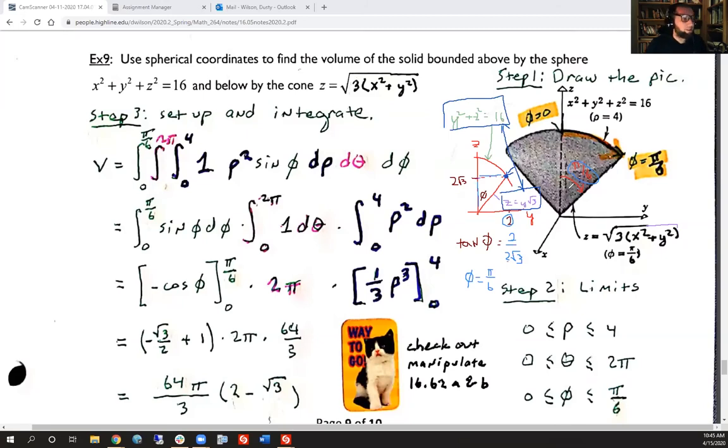Very good. So all that is trying to understand the picture. And now we want to go ahead and set up an integral. We're trying to use spherical coordinates to find the volume of the solid of the ice cream cone, bounded above by the sphere x squared plus y squared plus z squared equals 16, and below by the cone z equals 3 square root of x squared plus y squared.